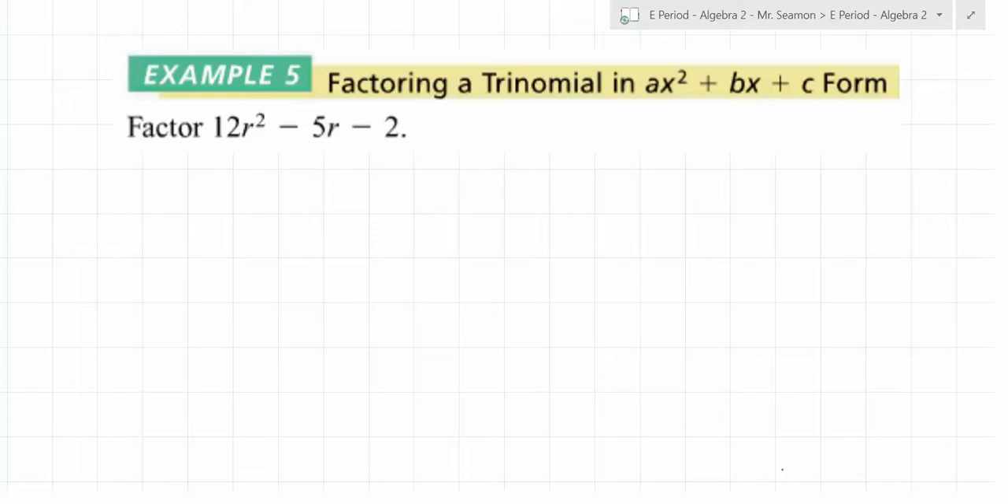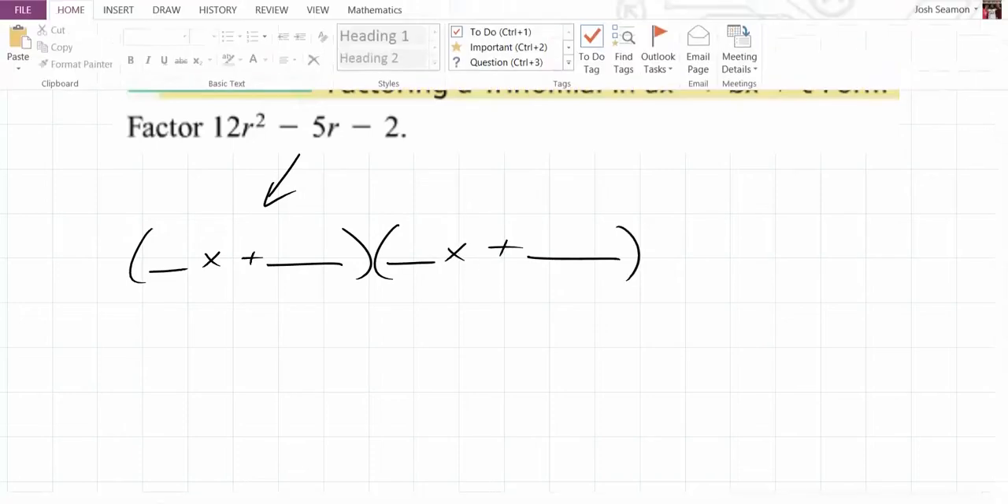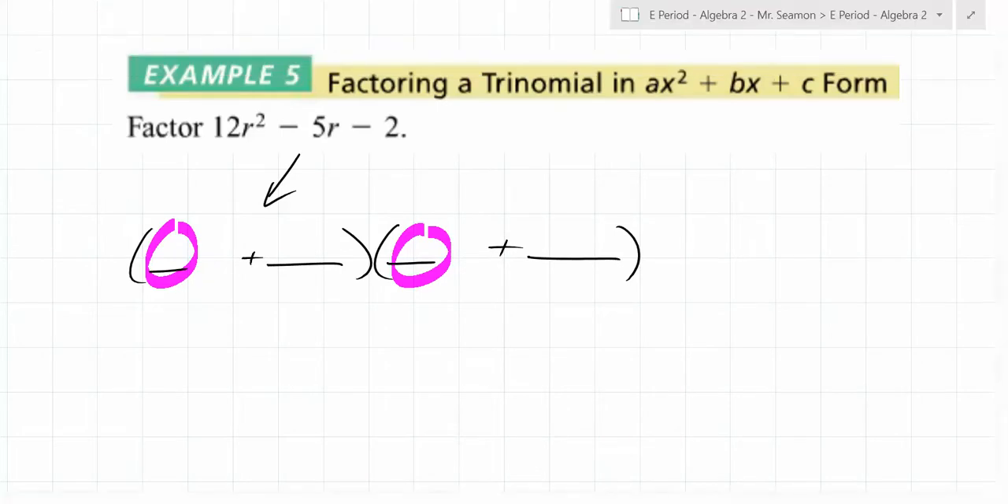But is the leading coefficient always going to be 1? No, it's not. What we're looking for is to break this up into something x plus something times something x plus something. Now these two right here, these are both coefficients of x. Oh, it's not x. It's r, right? So instead of x, I wrote that wrong. Sorry. Okay, so when I do this, you get r.